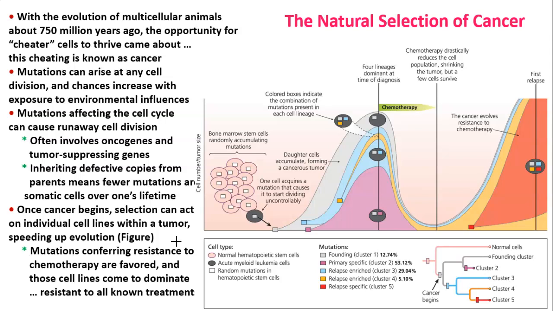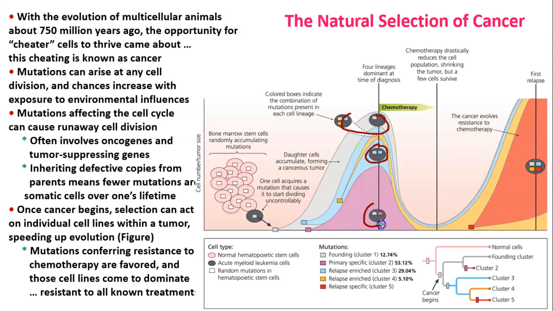Now, here's ultimately what this figure is talking about that's taking up much of the right-hand part of your slide. Once cancer begins, natural selection can kick in, and natural selection can act on individual cell lines within a tumor, speeding up their evolution. And that's what the figure to the right is showing you, documenting a specific case of cancer taking off in an individual, and as treatment ensued with chemotherapy, then the multiple different lines of cells that are accumulated, which you can see over here, these different lines of cells, different color coding.